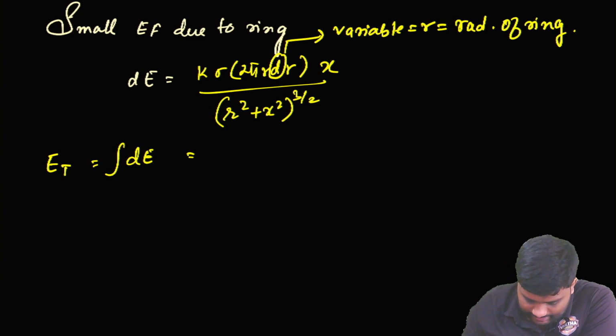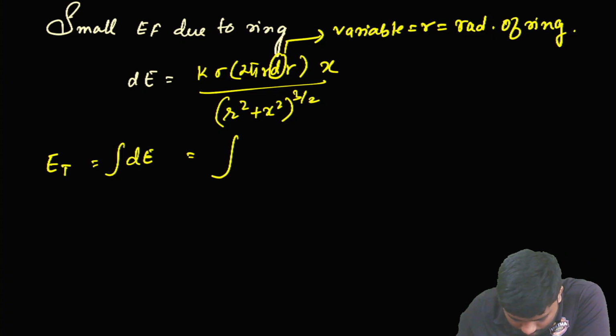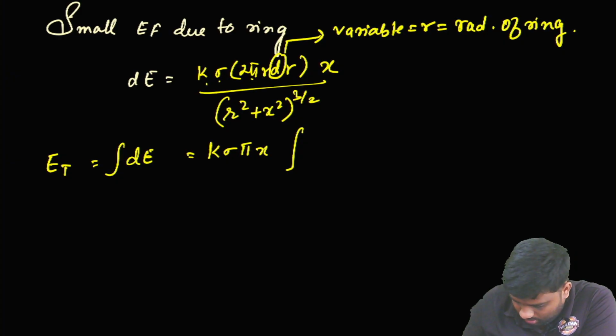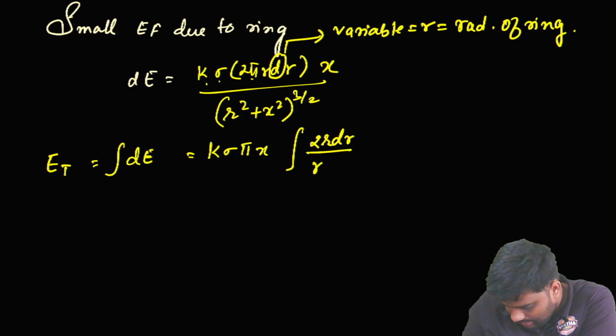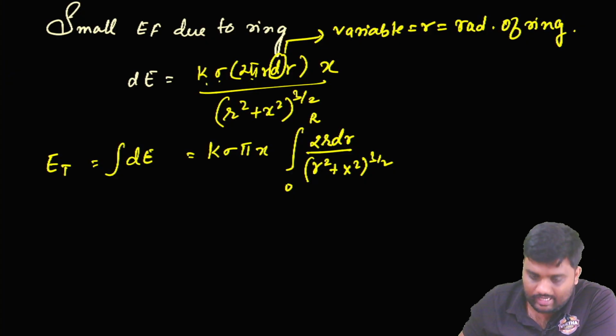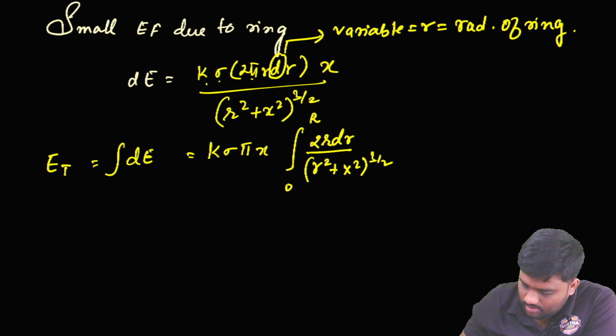Here I'll take out k sigma pi x, integration of 2r dr upon r square plus x square whole power 3 by 2, from 0 to r. Up to here it is only physics. From here onwards, everything is maths.